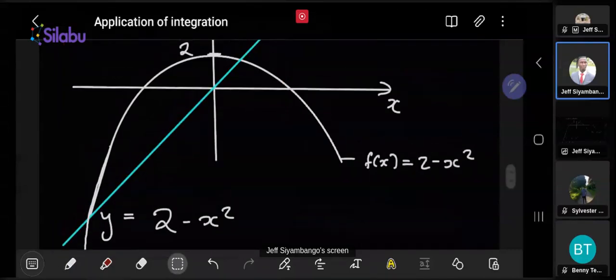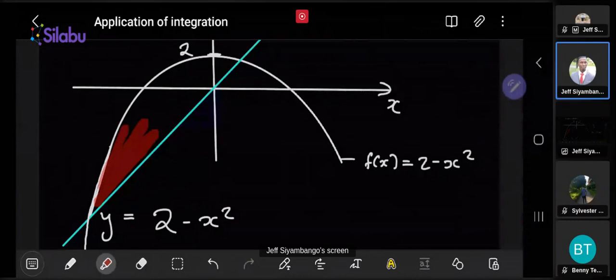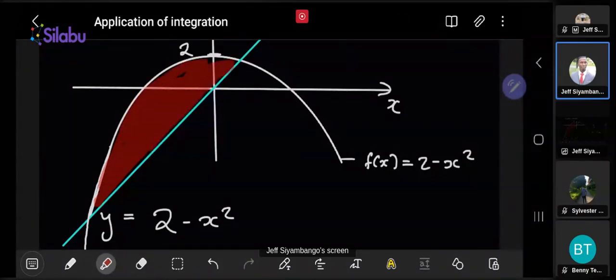Now the question is saying bounded by the 2 curves or the 2 graphs. Because it has to be completely enclosed by the 2 graphs, it means that we have to find a section that is completely inside the 2 graphs. Because of that, you should be able to see that the only piece that is completely closed up by the 2 graphs is going to be this area here. So this will have to be this area here.